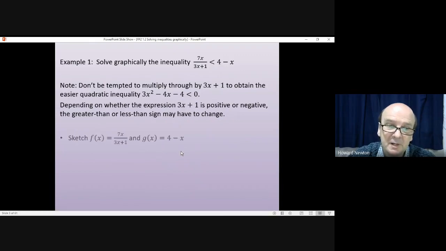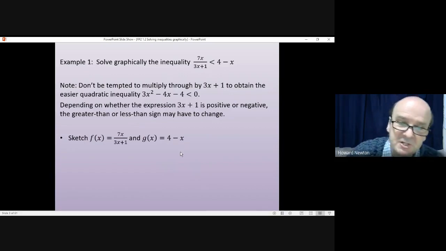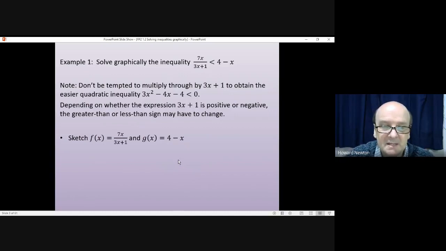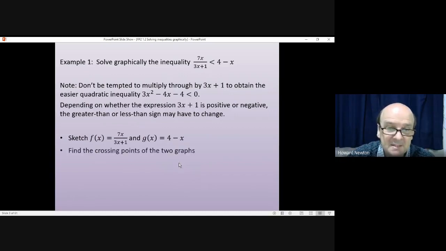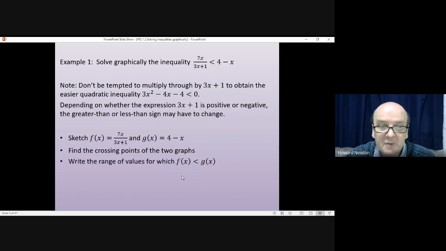So rather than doing that, we sketch the two separate functions. We sketch f of x equals 7x over 3x plus 1. Then we sketch g of x equals 4 minus x. Once we've done that, we find where the two graphs cross each other. And once we've done that, we write down the range of values for which f of x is less than g of x, where it's underneath it on the graph.